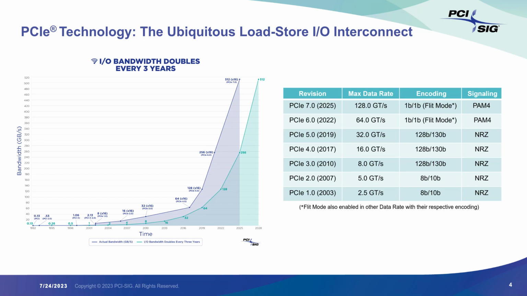So from the initial spec, we were 2.5 gig with 8b/10b encoding and an NRZ format on the line. And our current spec that we're working on, with a target release of 2025, is 128 gig using 1b/1b or Flit mode for the encoding. And then, as you can see, we transitioned from NRZ signaling to PAM4 signaling in our PCIe 6 release in 2022, so last year.